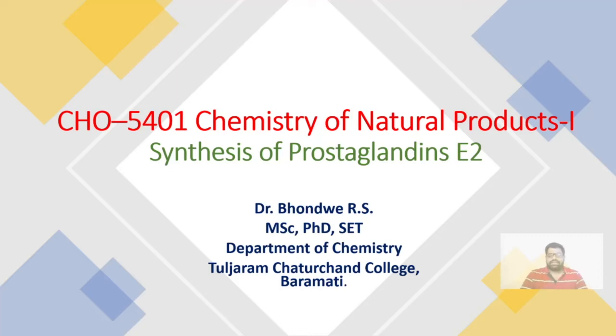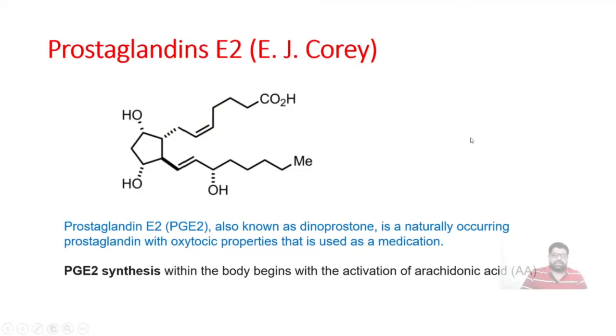Friends, today's synthesis is very special because this molecule contains five different chiral centers. So one here, one, two, three, four, and this OH is the fifth one. The compound having five chiral centers was synthesized very nicely and classically by Professor E.J. Corey and co-workers.